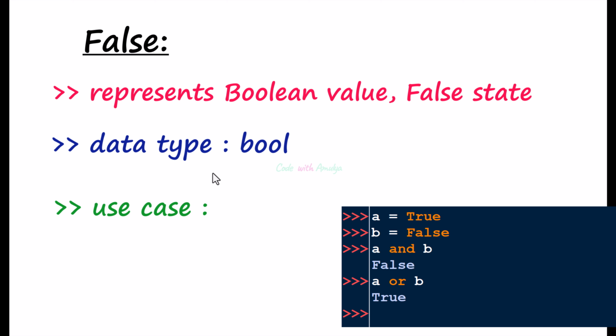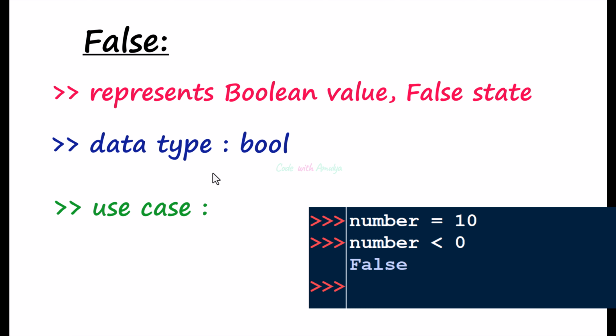False is used to indicate that something is not true, a condition is not met, or something is false in logic. Here when I take num is less than 0, if the number is a negative value, we'll get True. If the number is a positive value, we'll get False. This condition is not true, so we'll get False.